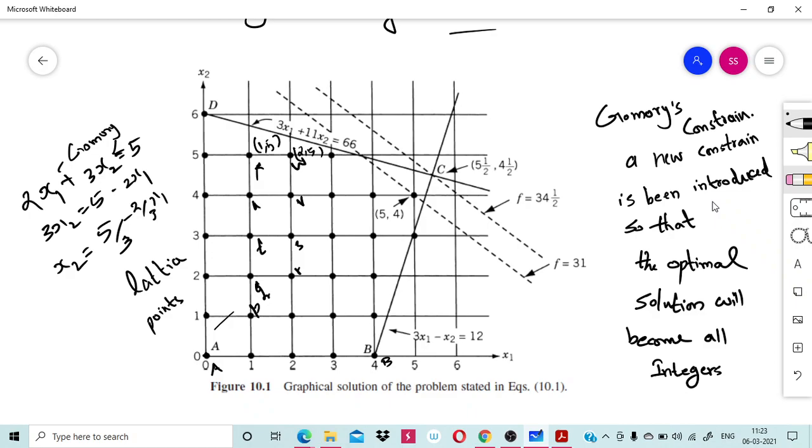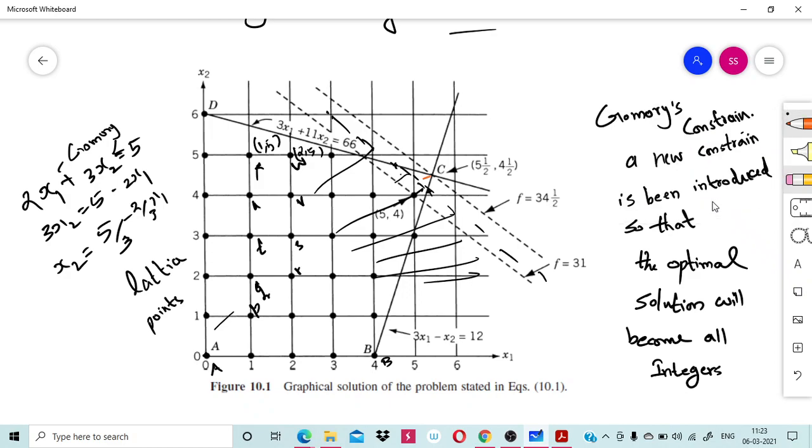In order to find that, we introduce a new constraint known as Gomory's constraint. A constraint in this case will be a straight line. We introduce a constraint of the less than or equal to type, so again in this region, the feasible region has got reduced.